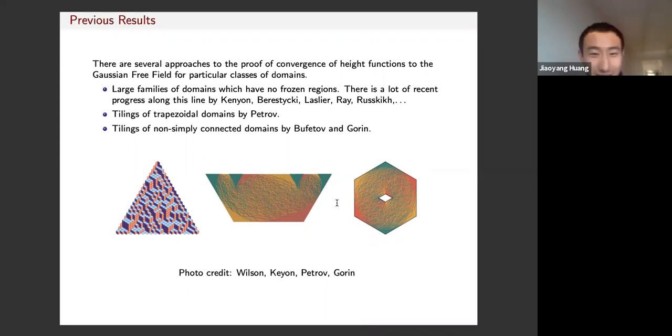And the third class of domains are ones like this. It's a hexagonal domain with many holes. Domains like this are not simply connected, and Bufetov and Gorin proved that the height function fluctuation still converges to the Gaussian free field using the Schur generating function.